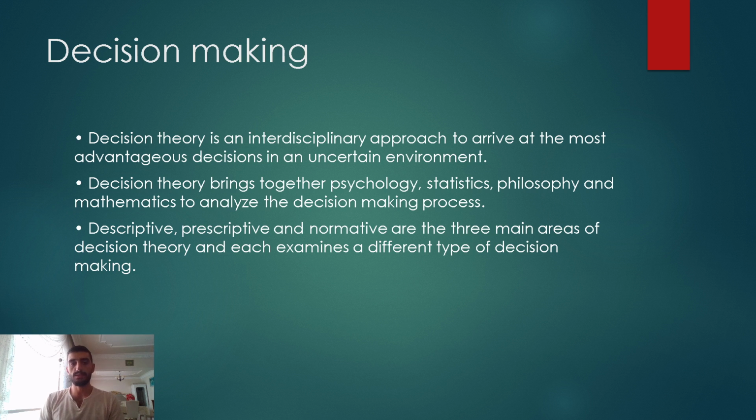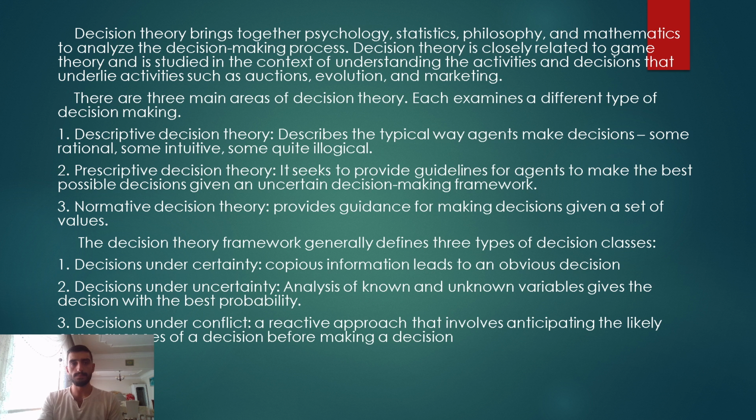Descriptive, prescriptive, and normative are the three main areas of decision theory, and each examines a different type of decision-making. Decision theory is closely related to game theory and is studied in the context of understanding the activities and decisions that underlie activities such as auction, evolution, and marketing.